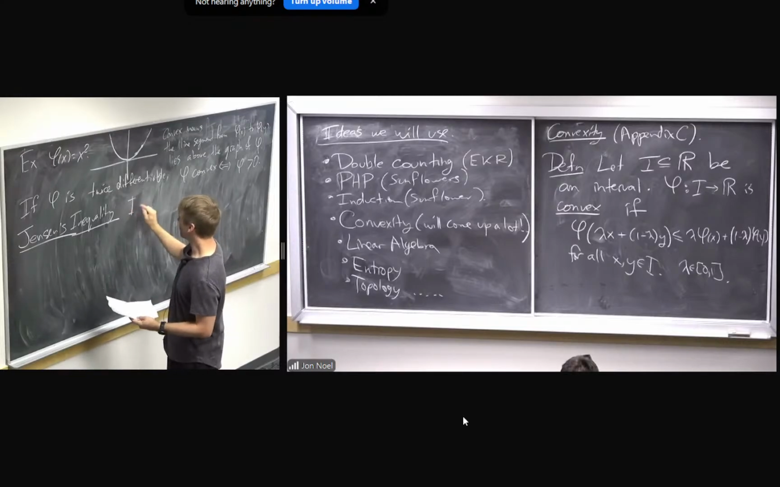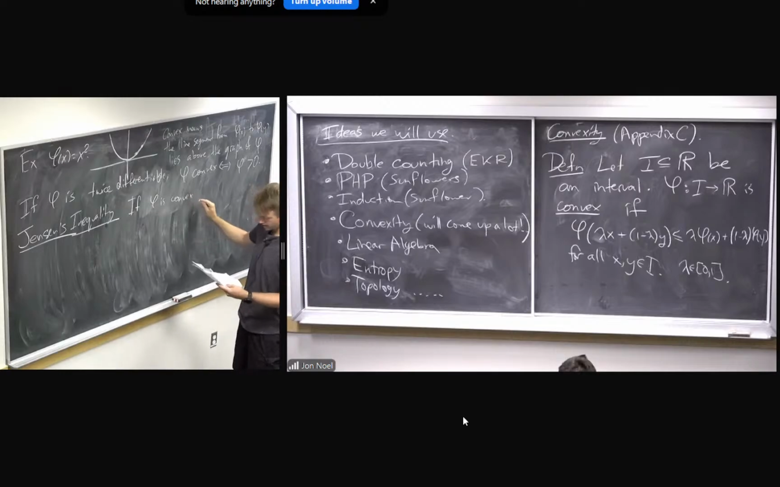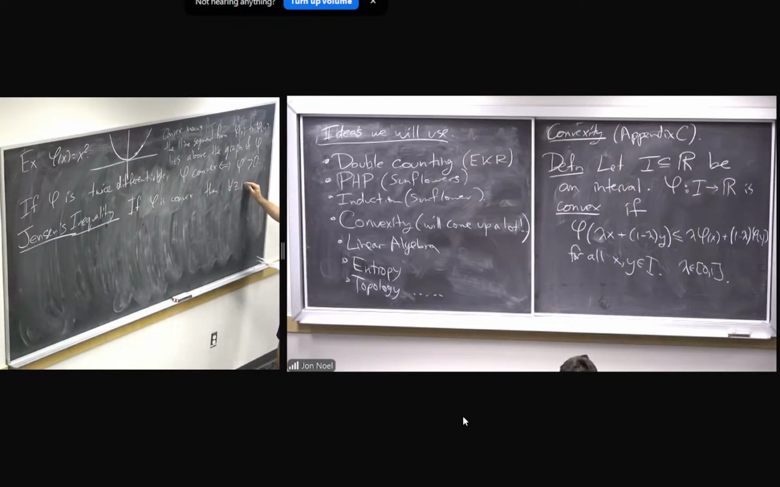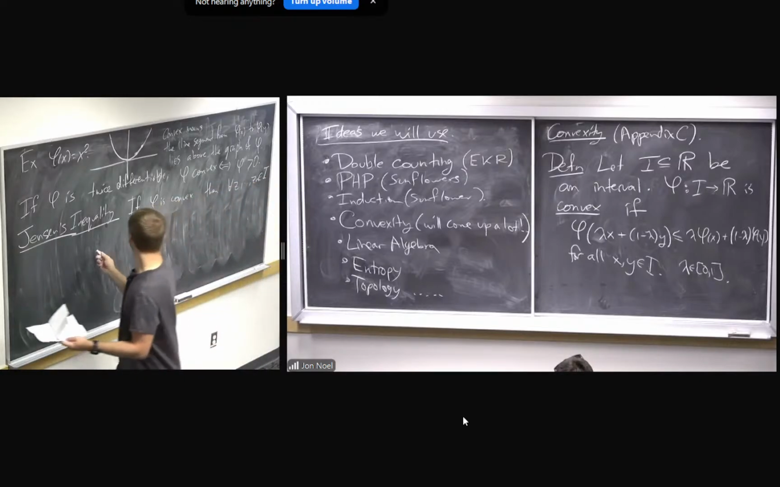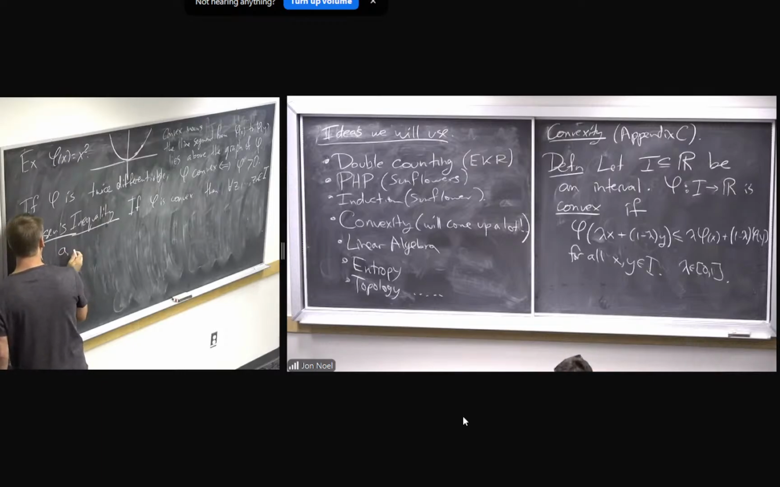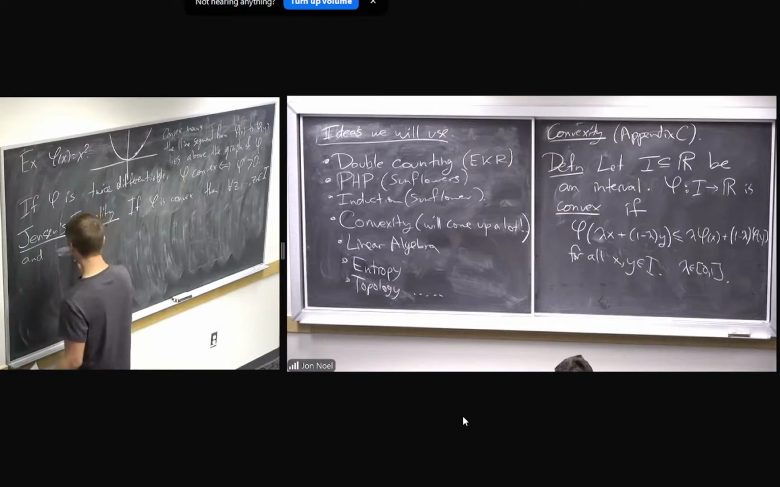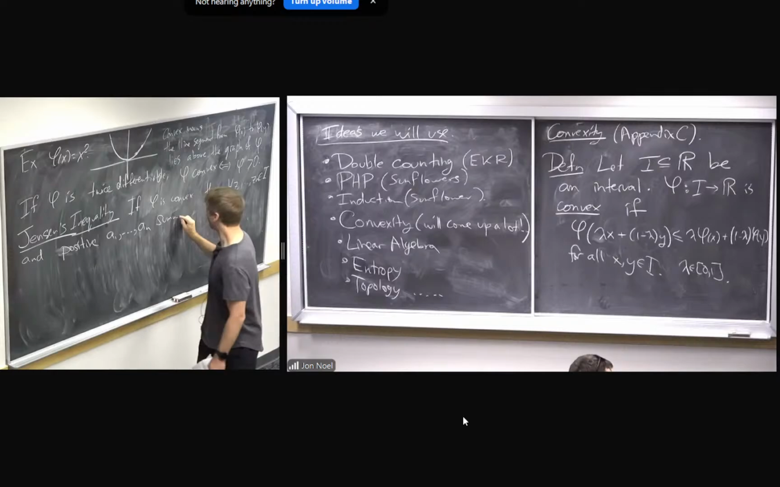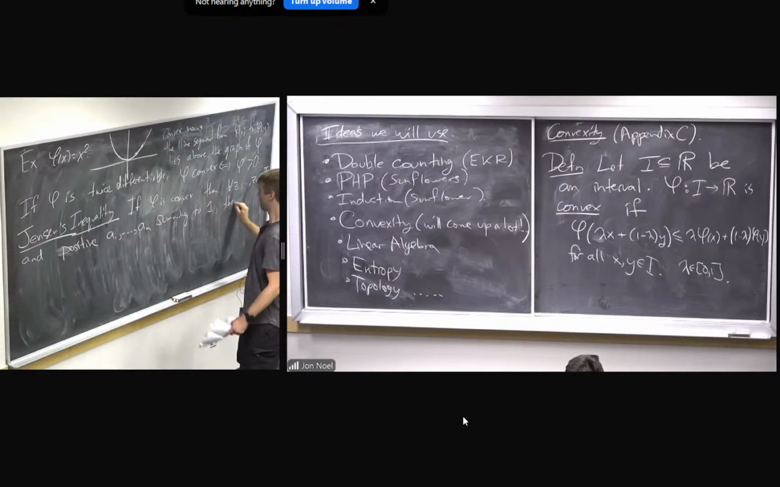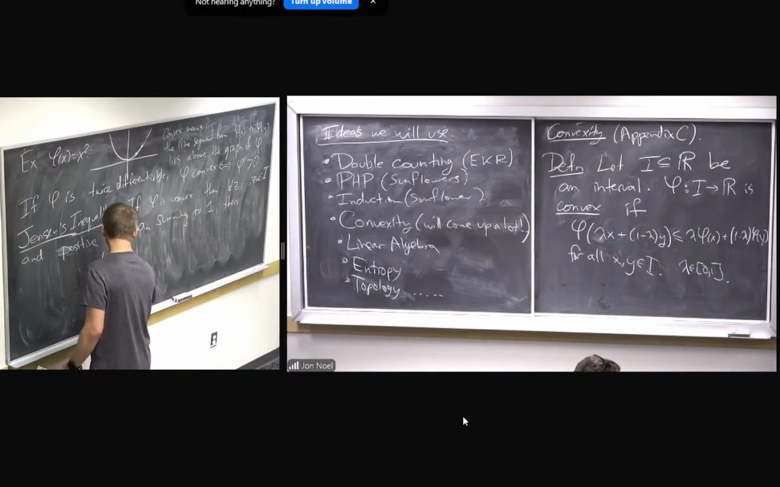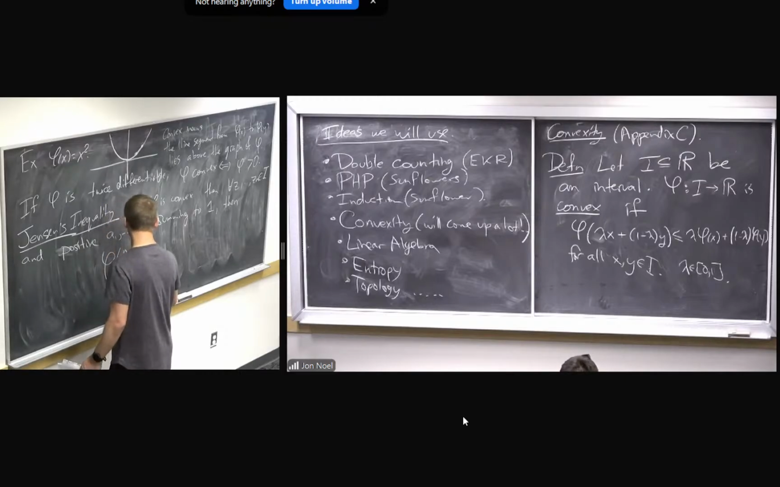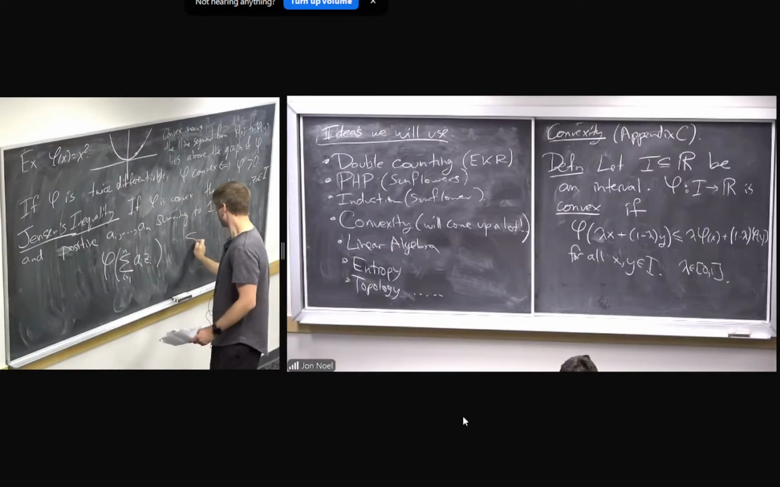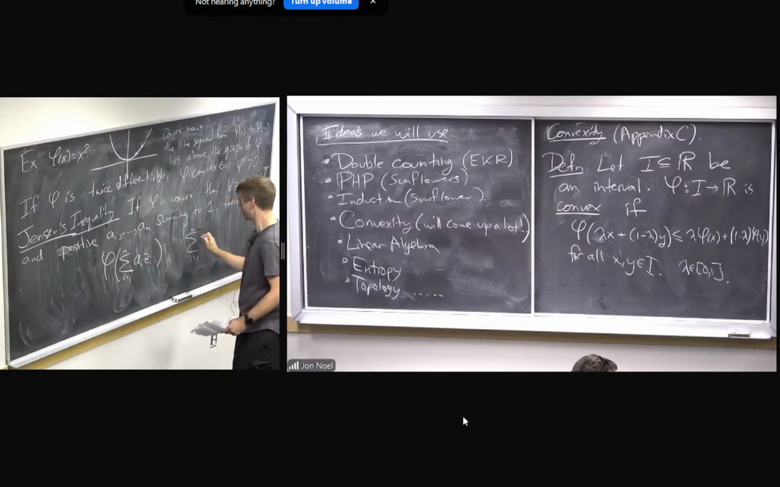So Jensen's inequality says that if phi is convex, then for all points z1 up to zn in the domain, let's just call the domain I, like in the definition over there, and if I take positive real numbers a1 up to an, summing to 1, then we get some kind of inequality here.